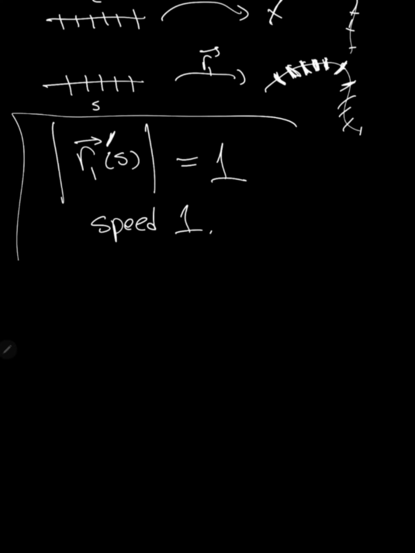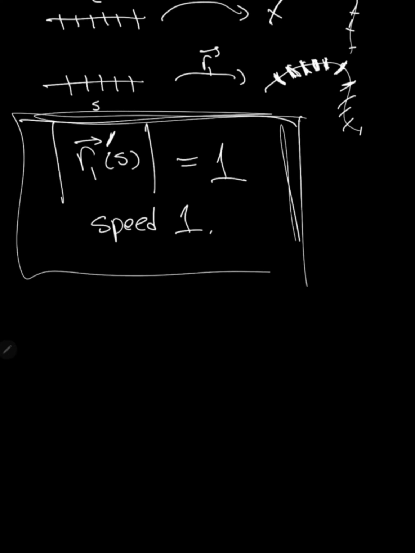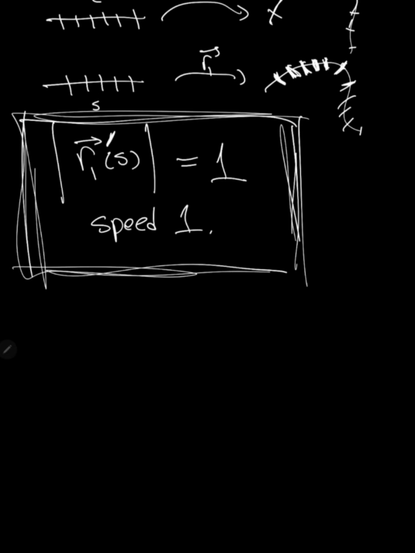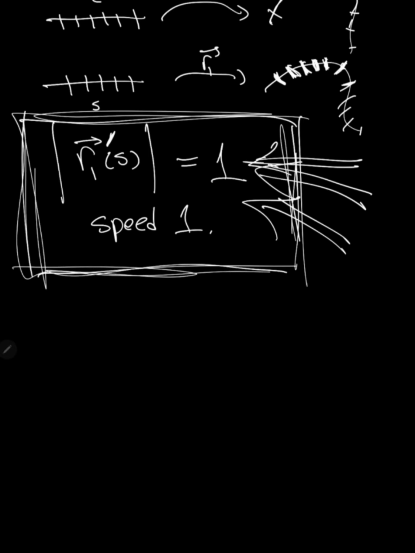Nothing new, but it's worth emphasizing that the whole point of doing this arc length parameterization was to get a new parameterization that had this property right here, that the speed was equal to 1.